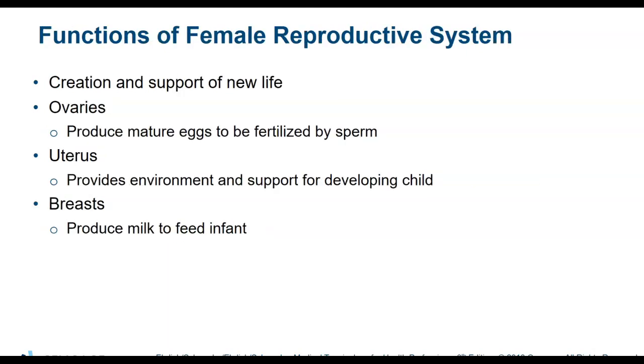So now we're going to jump into the functions of the female reproductive system. Again, it's there because we are creating and supporting new life. We have ovaries. They produce mature eggs to be fertilized by the sperm. We have a uterus that provides the environment and support for developing the child. And then our breasts produce milk to feed the infant.